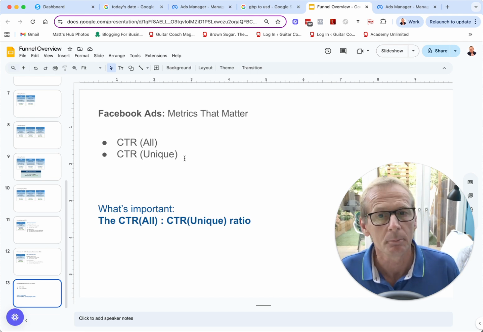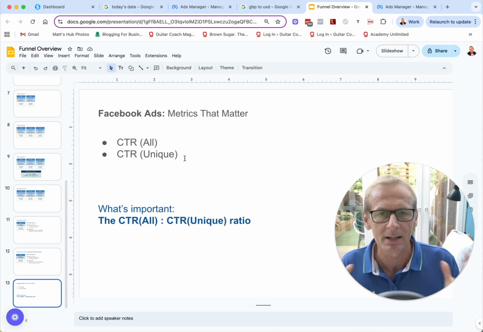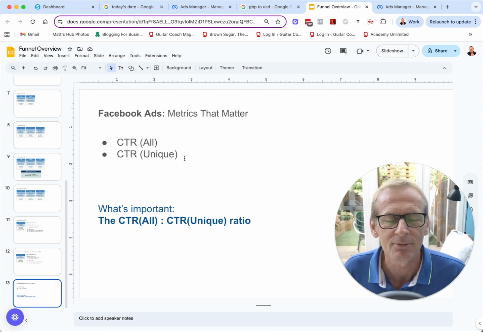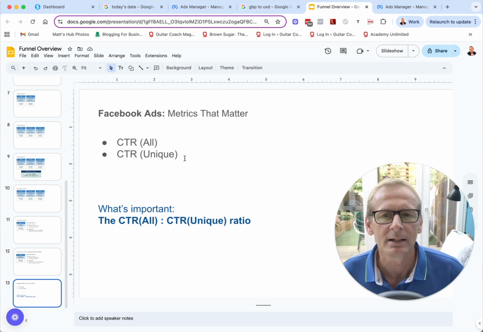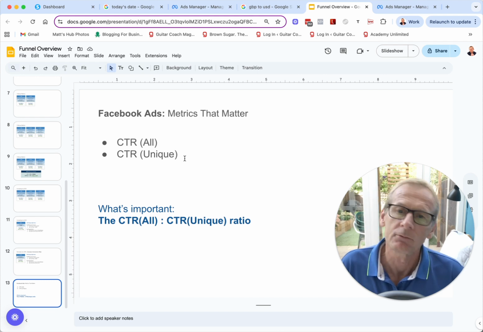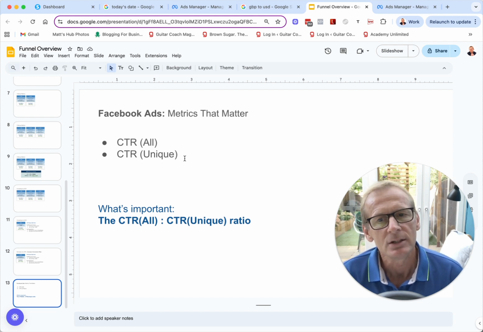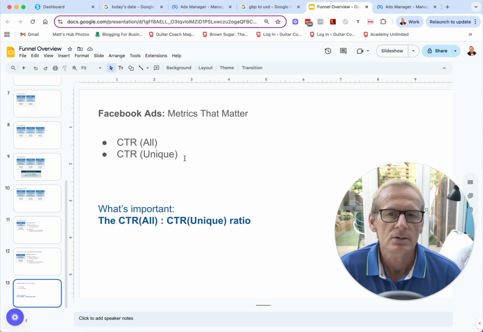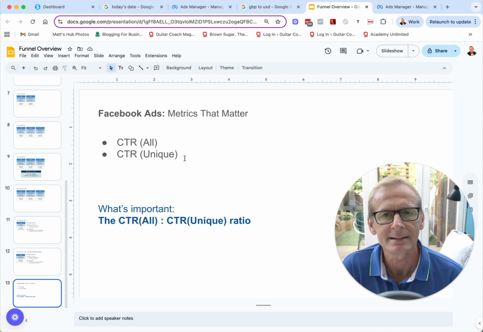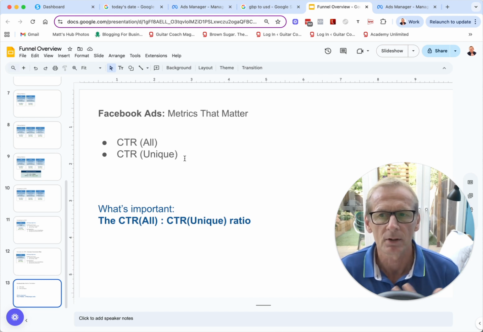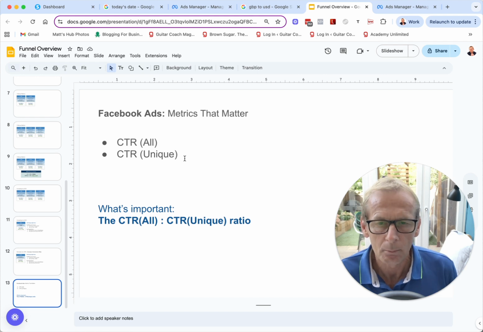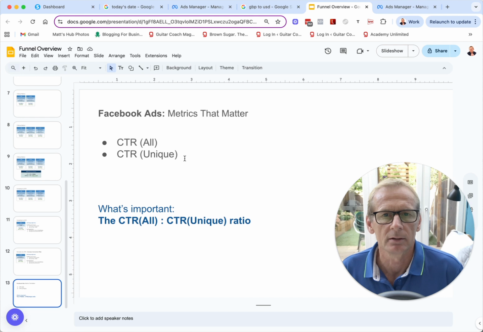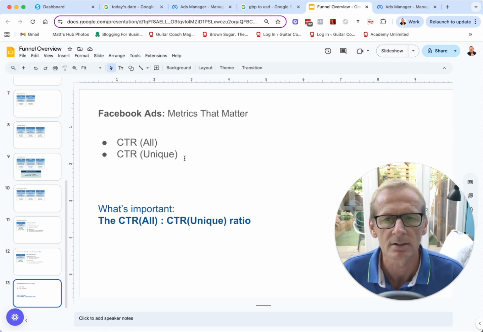Because at the end of the day, unless you've got people to stop scrolling and have at least some level of engagement, you can't really go any further. So CTR All is a really important one. But probably even more important is the unique CTR. This is people who've gone beyond engaging with your ad. They've read some of the copy or taken on board the headline, and they've actually clicked on the learn more, which for most people is driving traffic to a website, in my case to the offer.